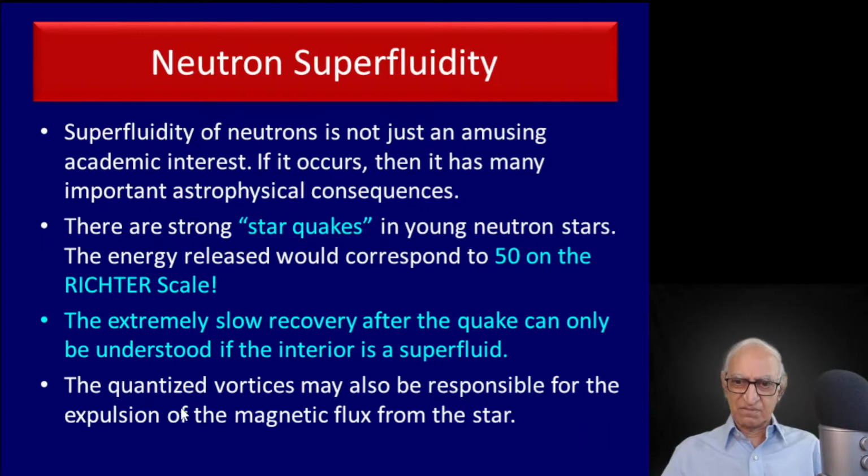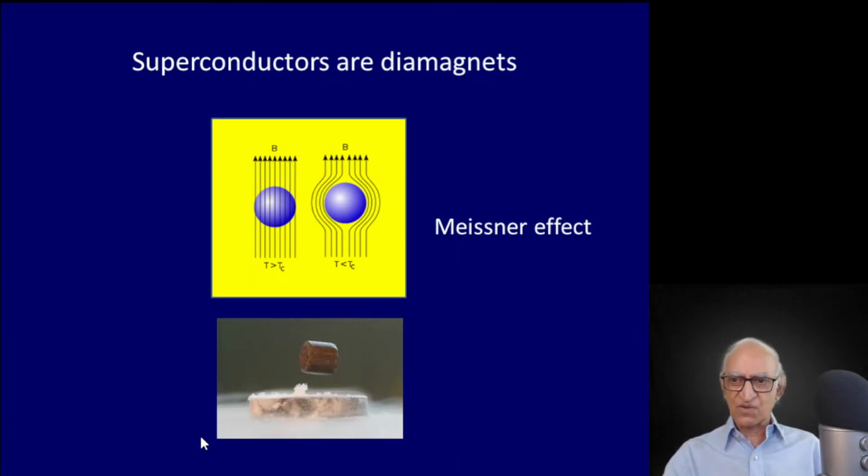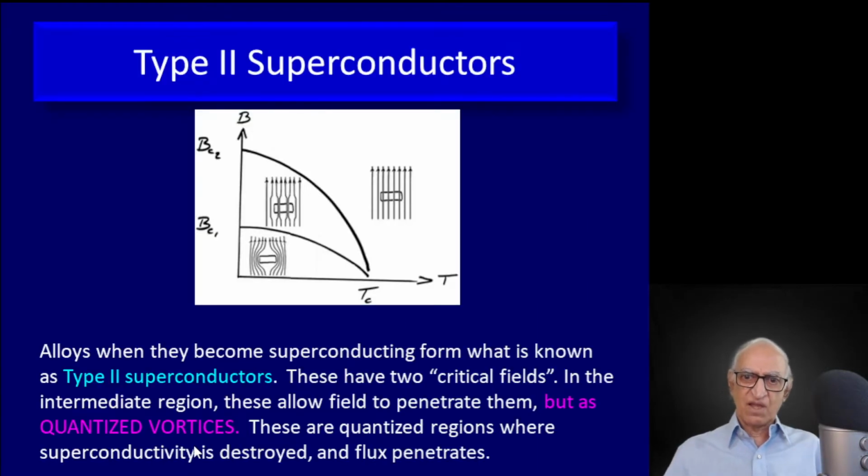And people have conjectured that quantized vortices may also be responsible for the expulsion of magnetic fields from neutron stars. This is a subject that we shall come to later on when we discuss the millisecond pulsars. Now, before I conclude, I would like to say that superconductors also behave in a very exotic manner. I mean, they're already exotic, but this is an extra degree of exotic behavior. I already told you superconductors are diamagnets. Therefore, you would think that you cannot have a magnetic field inside a superconductor. It will expel it. But that's not true.